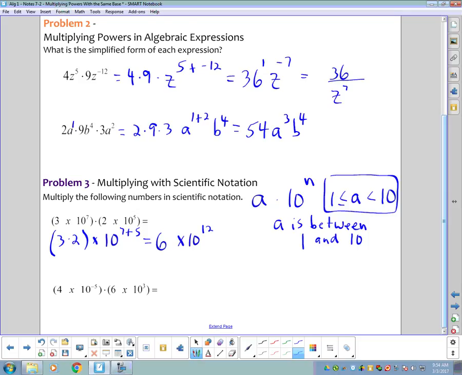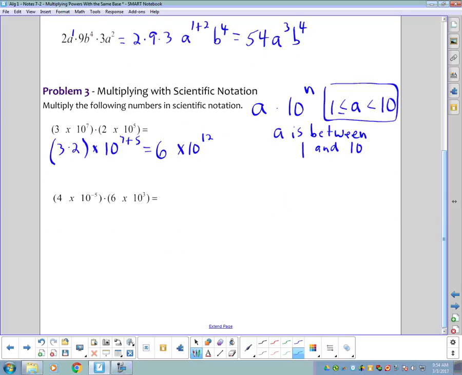This other one down here is pretty similar. There's going to be one extra step though. 4 times 6, times 10 to the negative 5 plus 3 power is what I have. Now 4 times 6 is 24, times 10 to the negative 5 plus 3, which is negative 2 power. So here's what needs to happen. 24 is not between 1 and 10, right? So this is not in scientific notation. It's in a notation similar to it, but not official scientific notation.